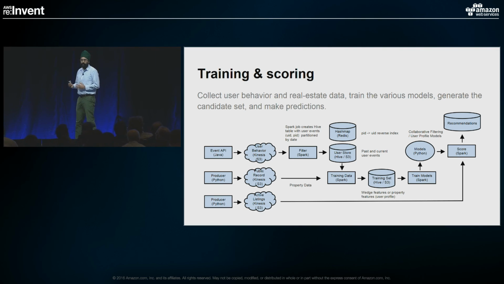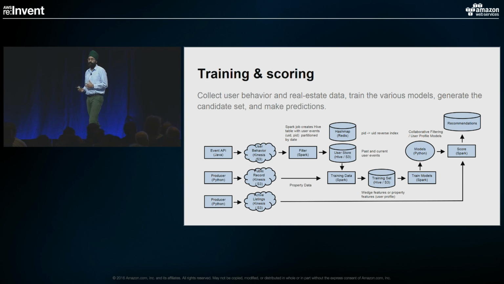In the recommendation use case, there are 3 types of data sets. We have the user behavior, for example, what users are interacting with on your site, mobile app actions. We have a custom event API that is invoked, and that data then gets pushed into a Kinesis stream, and then it lands on S3, all in near real time. For the property data, public record data, which comes from the counties in general, we have a producer that pushes the data also into a Kinesis stream. And for listing data, a similar idea where we push that into a Kinesis stream.